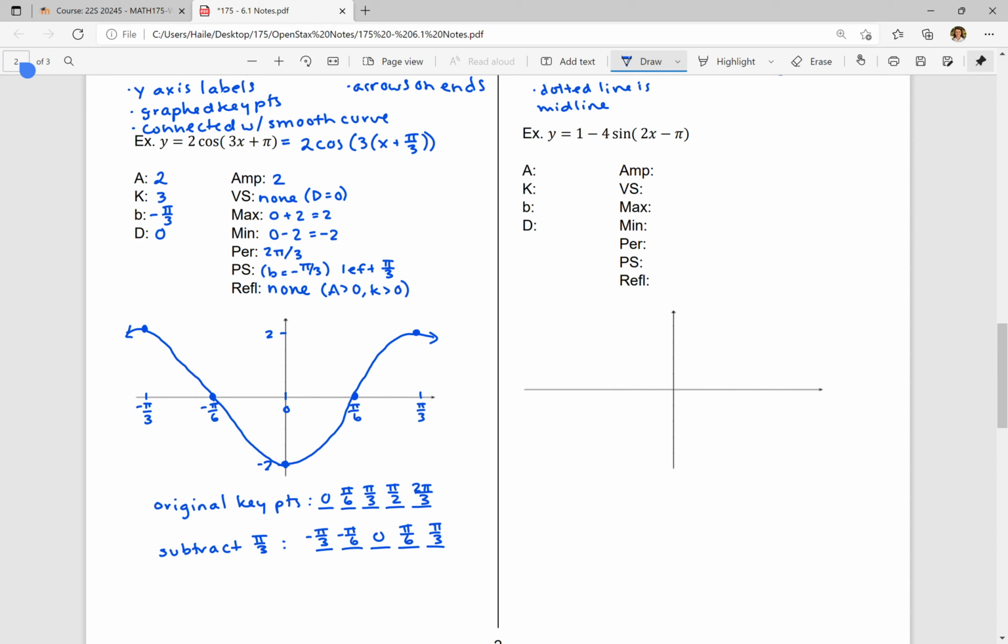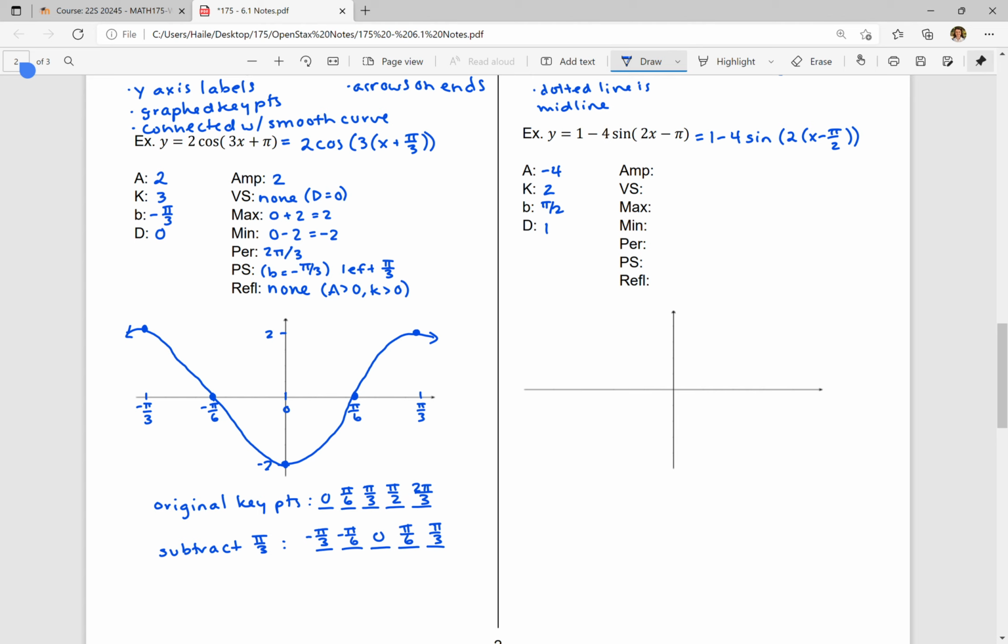So remember, the first thing to do when you see something like this that's going to result in a horizontal or phase shift, you want to factor out that number next to x. So the first thing we're going to do is rewrite our equation as 1 minus 4 times the sine of 2 times x minus pi over 2. And now we can pick out all 4 of our letters. So a is going to be -4, k is going to be 2, b is going to be positive pi over 2 because we have a negative sign in our equation, and then d is going to be positive 1.